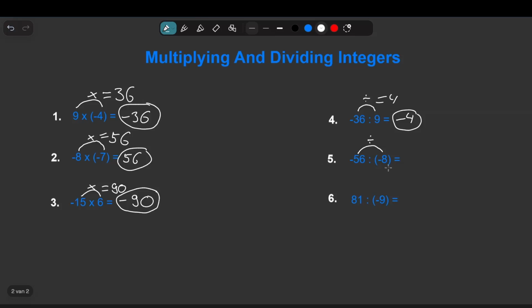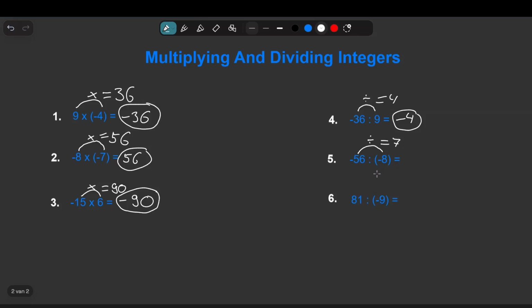Oh, my bad guys. I was looking at this problem for 1 second. I mean, 56 divided by 8 is going to equal 7. So, as you can see, we write our 7 right here. It's a bit of an ugly 7.